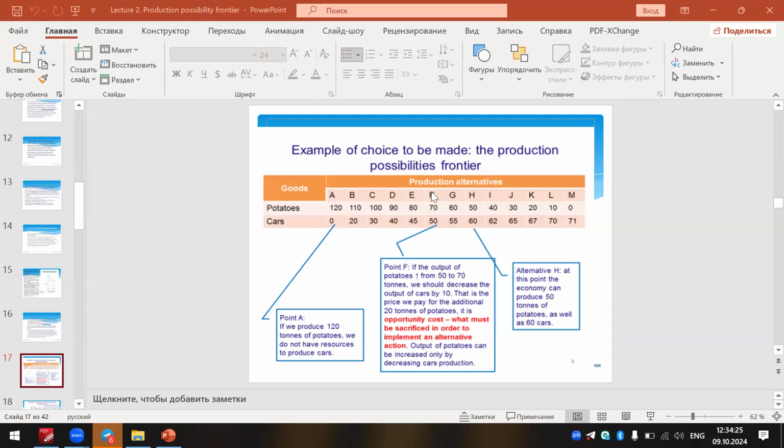So point F, 70 tons of potatoes, the output of potatoes increases from 50 to 70 tons, we should decrease the output of the cars by 10.